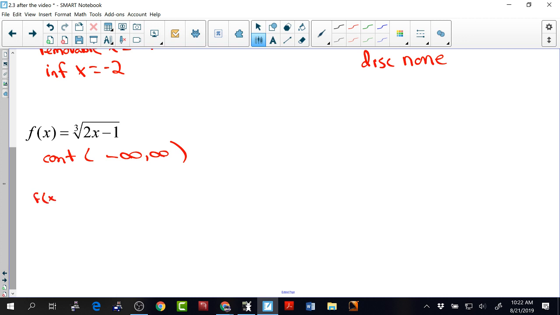Another one could be 3x squared minus 4x plus 2. So this is continuous from -infinity to infinity. There's no problems. There's no denominators and there's no even radicals. So there's no problems with that at all. It's not a trick question. There's just no problems with it.